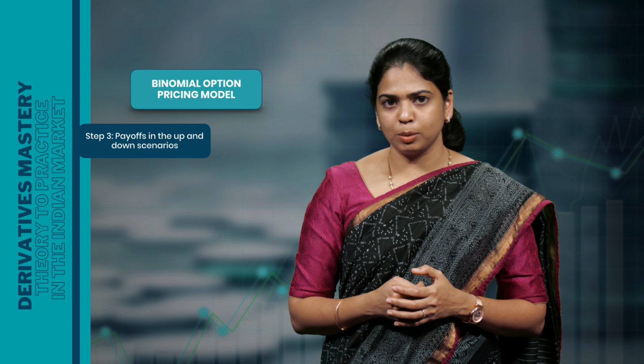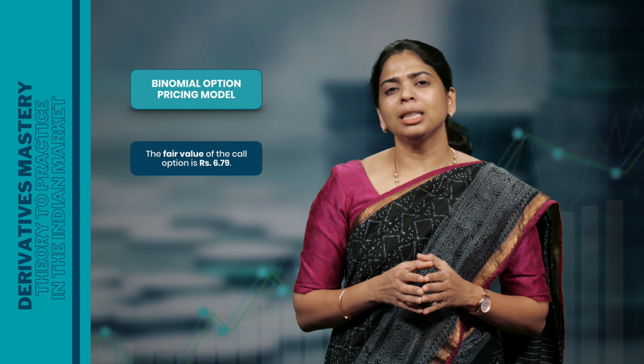Step 4 is to compute the fair value of the call option. Now we combine these payoffs to calculate today's fair value, where we use the formula Cu into (I minus D) by (U minus D) plus Cd into (U minus I) by (U minus D), the whole divided by I. Let's plug in the values in the formula. So 10 into 0.727 plus 0 into 0.273, divided by 1.07. This gives us the answer 6.79. So the fair value of the call option is 6.79. This means if someone offers you this option for rupees 6.79 or less, it is a good deal. If it is priced higher, you might think twice before buying.